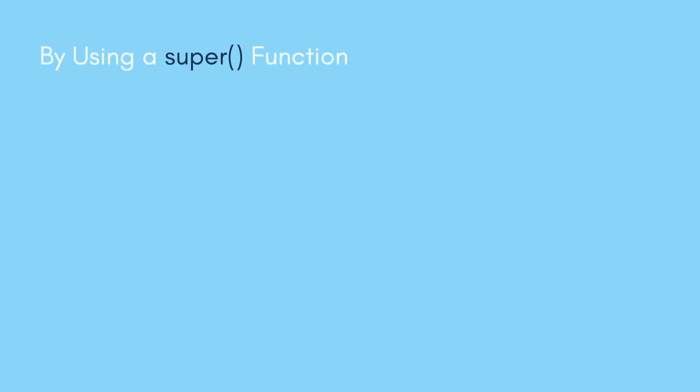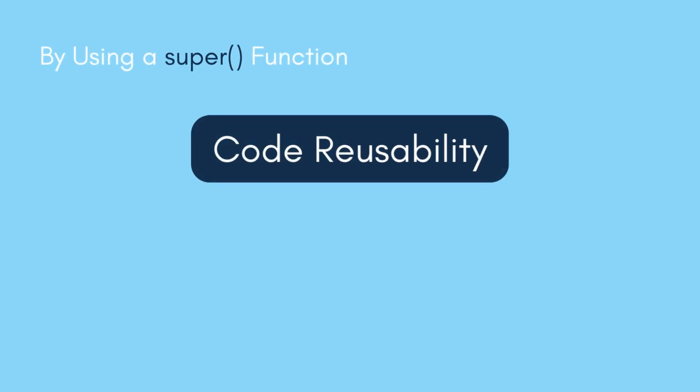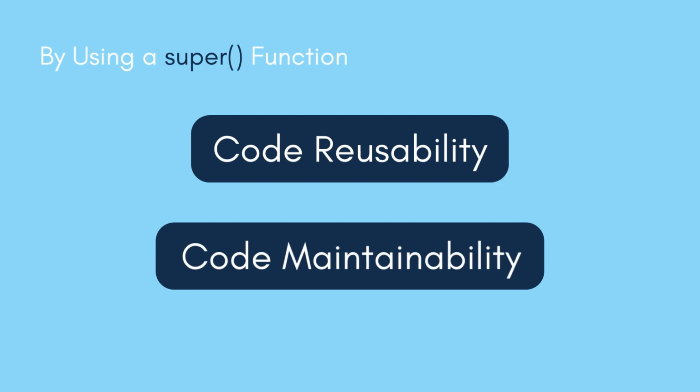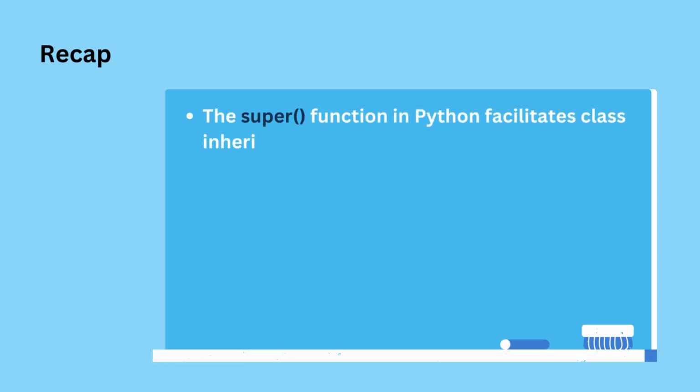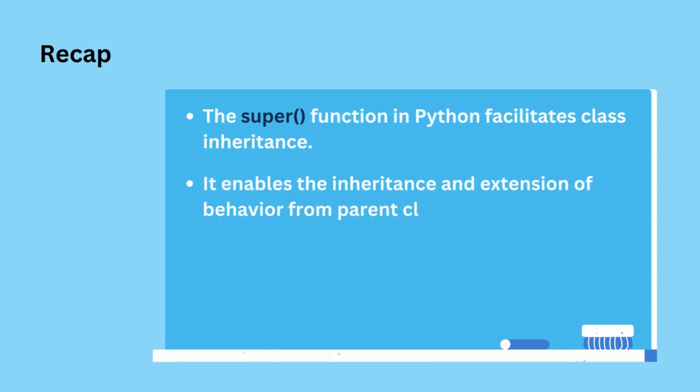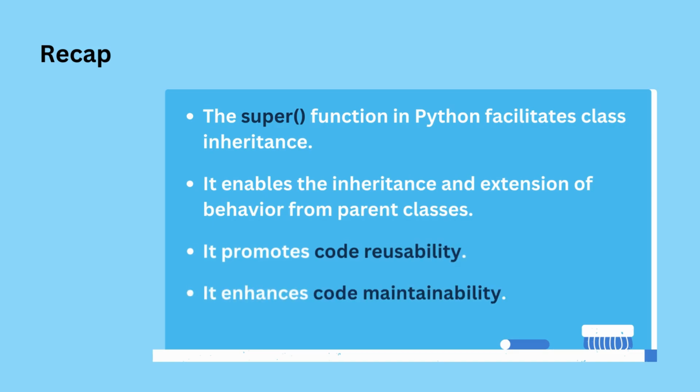By using a super function, you promote code reusability, which means writing less code and avoiding duplication. Plus, it makes your code more maintainable as changes in the parent class automatically apply to the child class. The super function in Python is your best friend when working with class inheritance. It allows you to inherit and extend behavior from parent classes, promoting code reusability and maintainability.